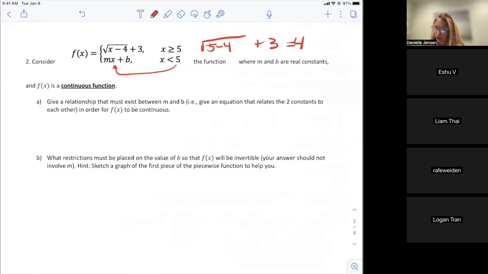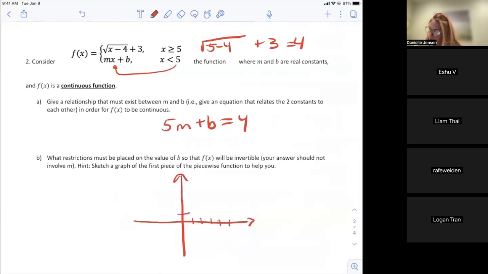It was saying, okay, what do I need to happen in order for this to be continuous? In order for the pieces to connect, when I plug in 5 to the second equation, that should also equal 4. So that was the first piece. Then the second piece was, okay, if I have this first piece, which I'm going to graph as, remember, a square root function is slow growth. When I plug in 5, the output we said was 4, and it's filled in.